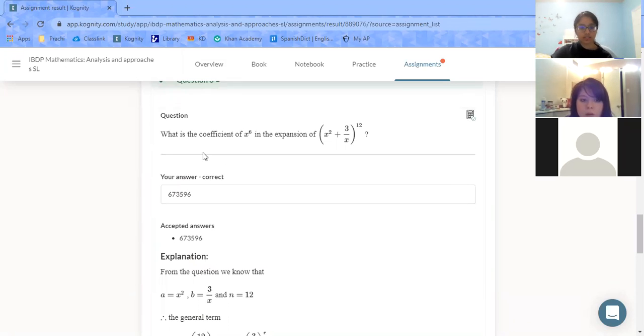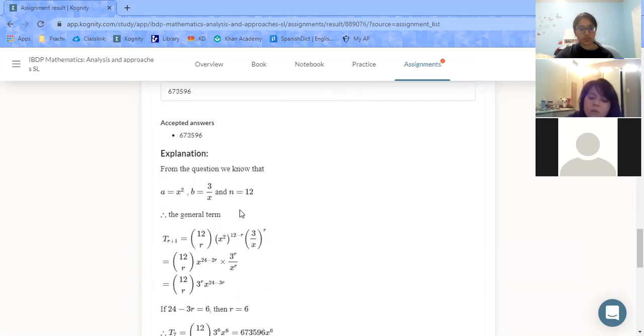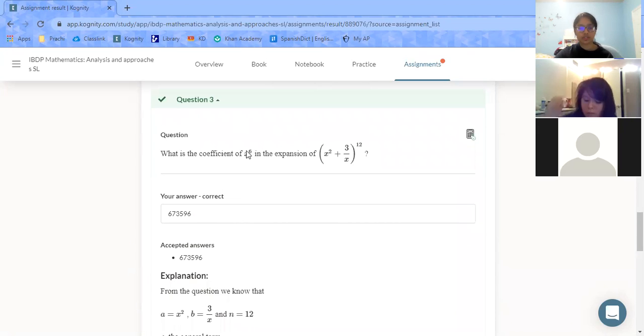Okay, so number 3 asks, what is the coefficient of x to the power of 6 in the expansion of x squared plus 3 over x to the power of 12? This one is a little bit easier, I thought, because it gives you the n term. You don't have to find it. Because we're trying to find x to the power of 6, these two x's have to cancel out. And that happens when the exponent is 6.